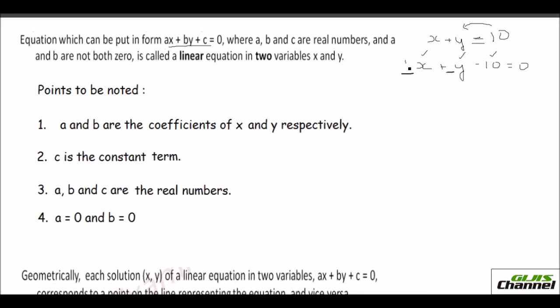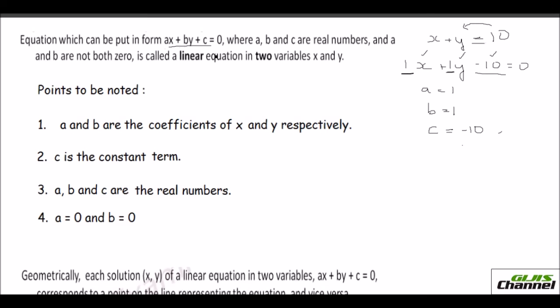So here the coefficient is 1. Nothing is given, so it is 1x and 1y. So here your a is 1 and your b is 1. And the c is the constant term. So I can say my c equals negative 10. That is, you have to take it with the sign, minus sign.